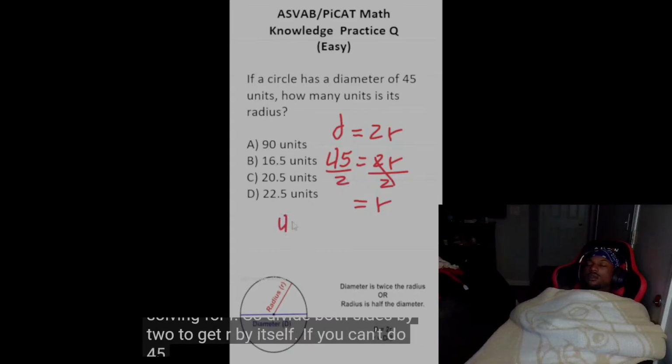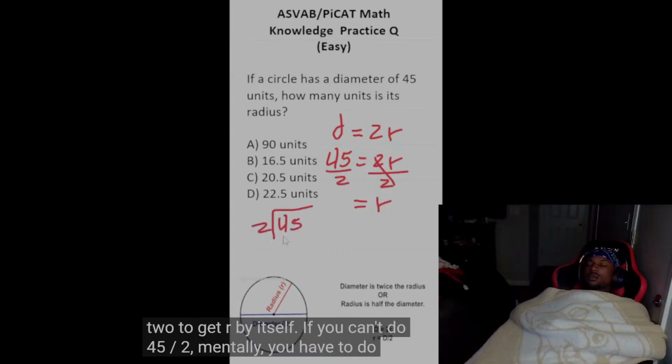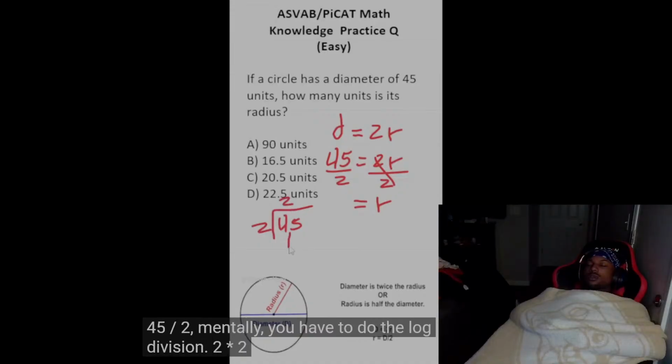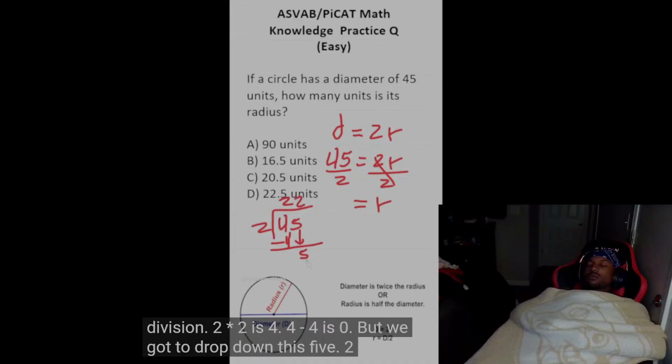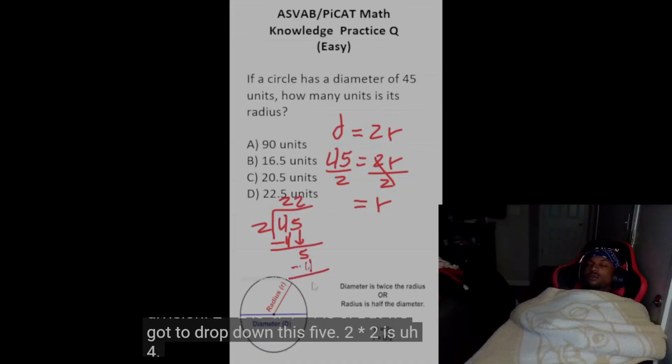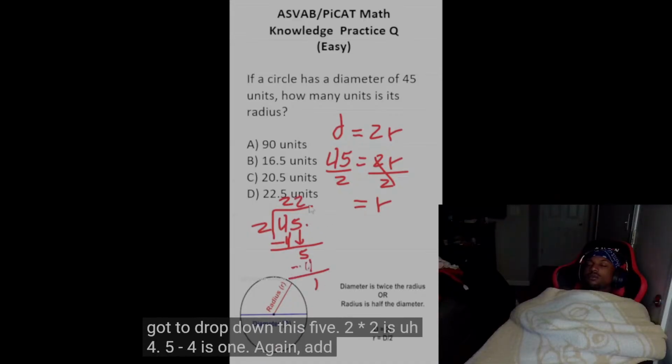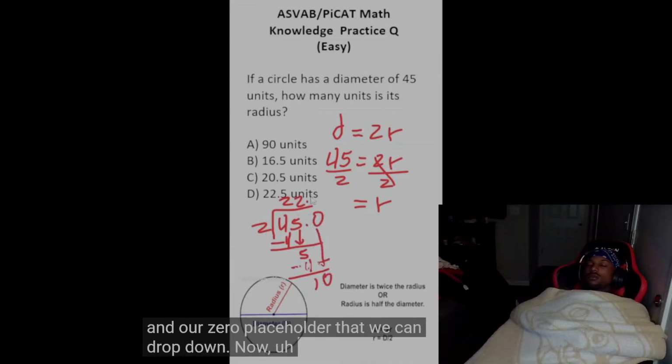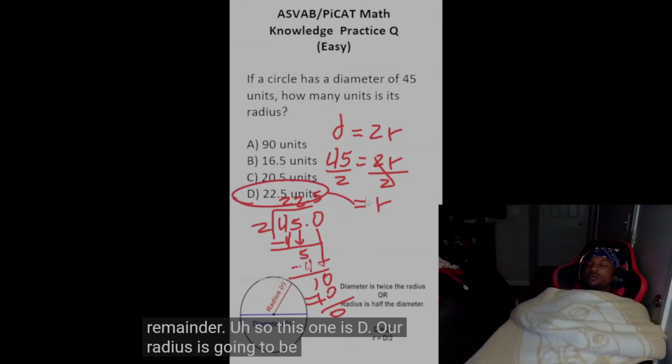If you can't do 45 divided by 2 mentally, you have to do the long division. 2 times 2 is 4. 4 minus 4 is 0, but we've got to drop down this 5. 2 times 2 is 4. 5 minus 4 is 1. Again, add a decimal and our 0 placeholder that we can drop down now. 2 times 5 is 10 with no remainder. So this one is D. Our radius is going to be 22.5 units.